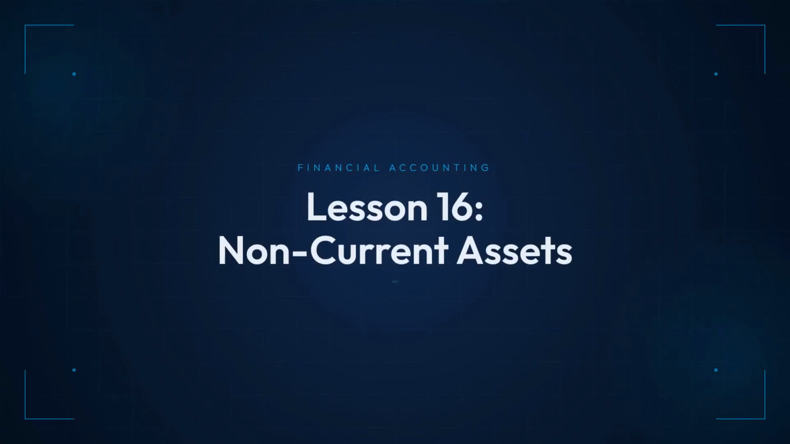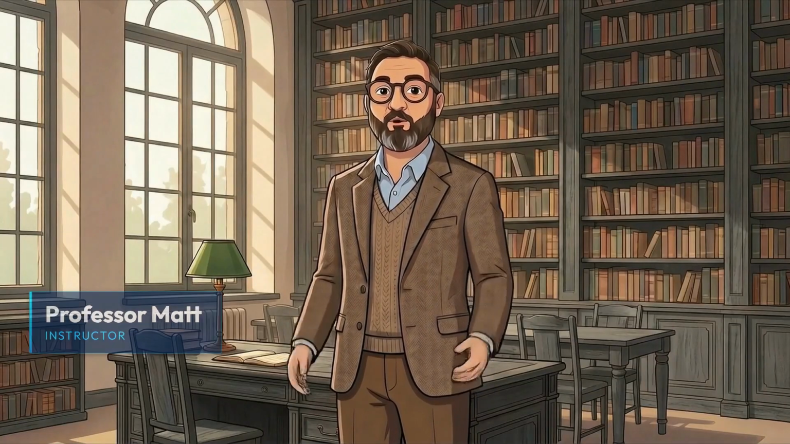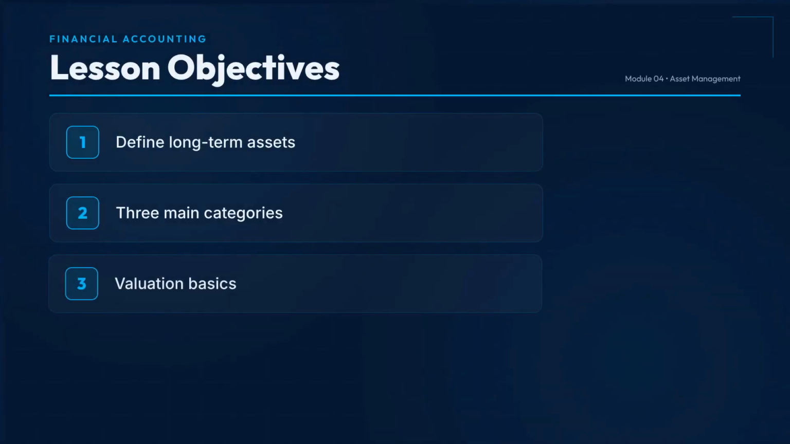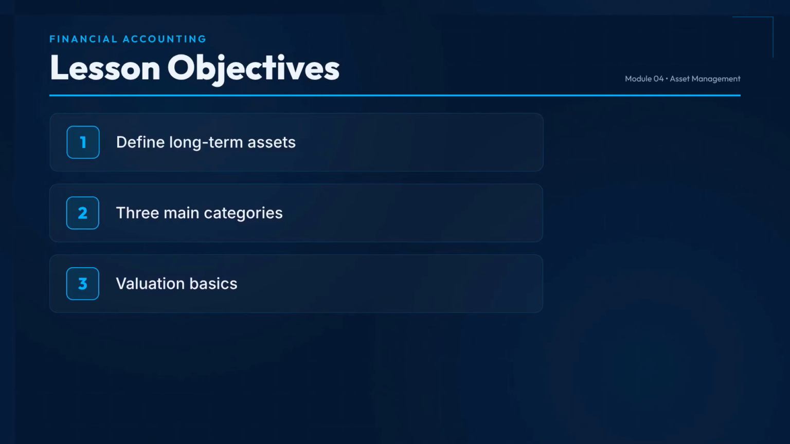Today we're exploring non-current assets on the balance sheet. We've covered current assets. Now let's look at the long-term investments that power a company's growth over years. We'll define these assets, break down the three main categories, and understand how their value is tracked over time.